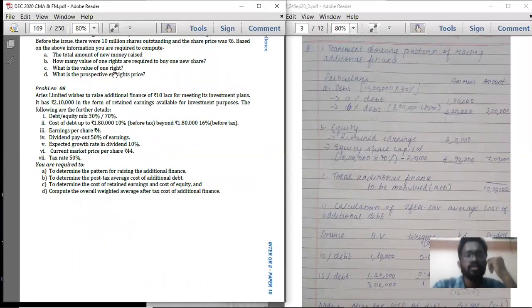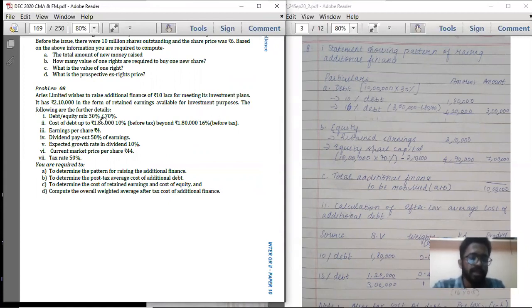A Limited wishes to raise additional finance of 10 lakh for meeting its investment plans. It has 2,10,000 in the form of retained earnings available for investment purposes. See, A Limited is planning to raise finance, that is 10 lakh rupees of funds. How is it procuring the 10 lakh? First 2,10,000 is from retained earnings.